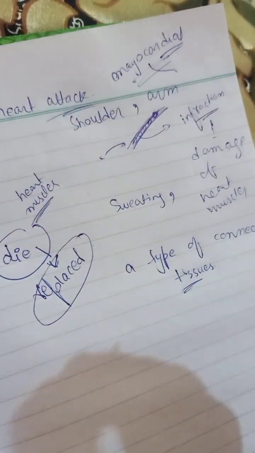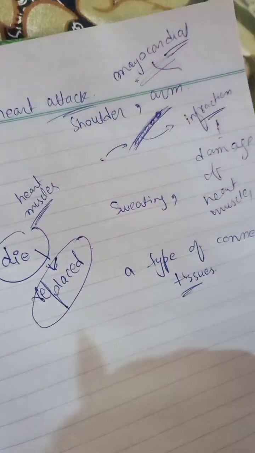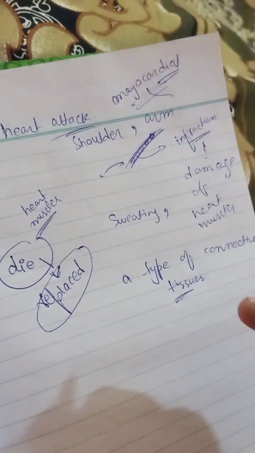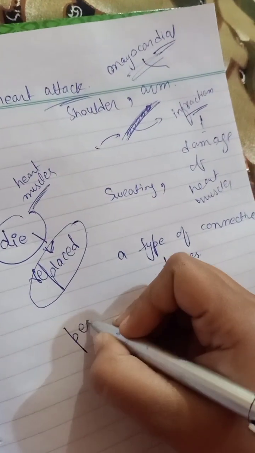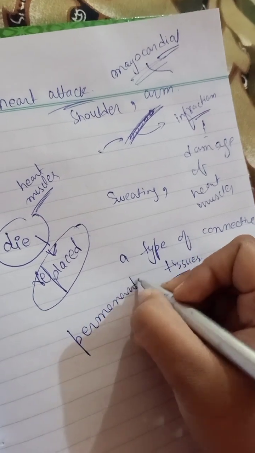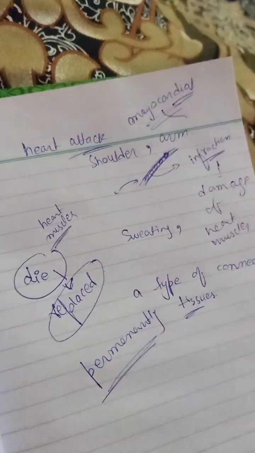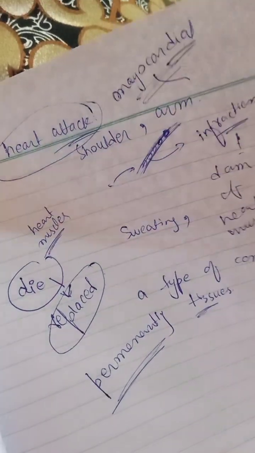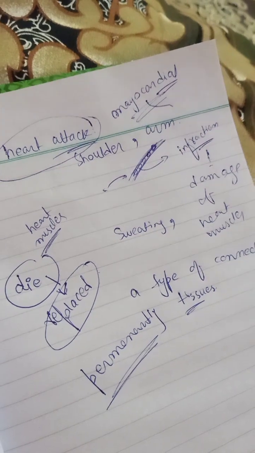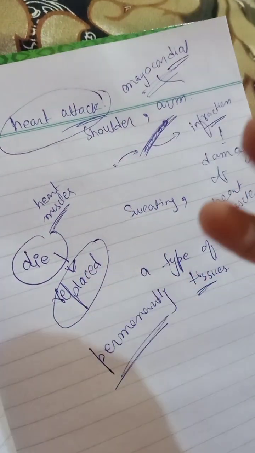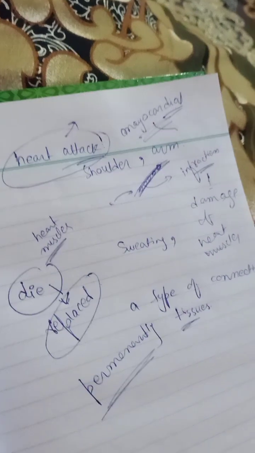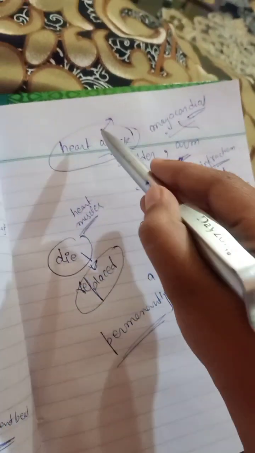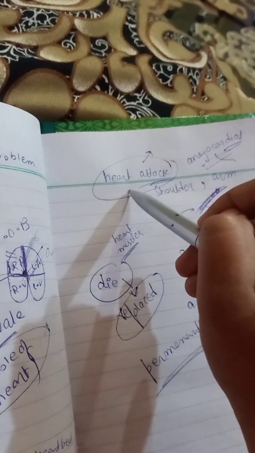The scar tissue cannot contract like cardiac muscle, so as a result the damaged heart will be permanently damaged and cannot be replaced. So this happens because of clotting in the heart muscles, because of less oxygen and lack of blood, and a heart attack is caused. So this was the disorder which was the heart attack.